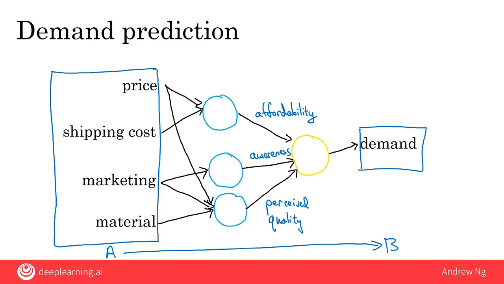Now, there's just one final detail of this description that I want to clean up, which is that in the way I've described a neural network, it was as if you had to figure out that the key factors are affordability, awareness, and perceived quality. One of the wonderful things about using neural networks is that to train a neural network, in other words, to build a machine learning system using a neural network, all you have to do is give it the input A and the output B, and it figures out all of the things in the middle by itself.